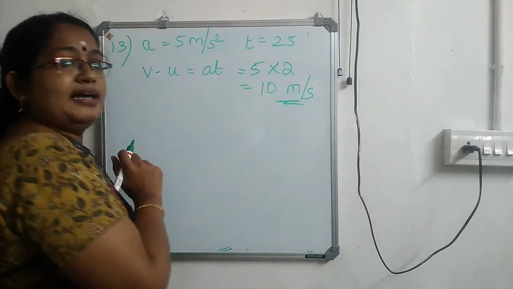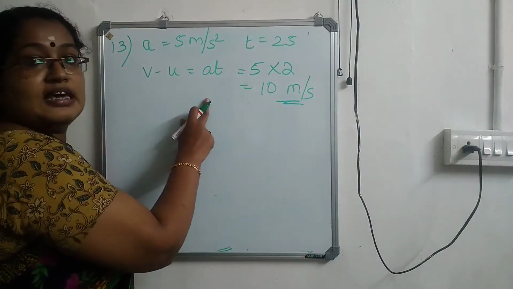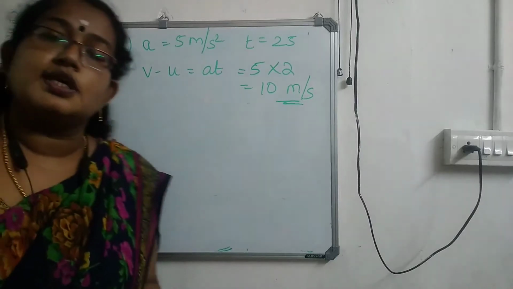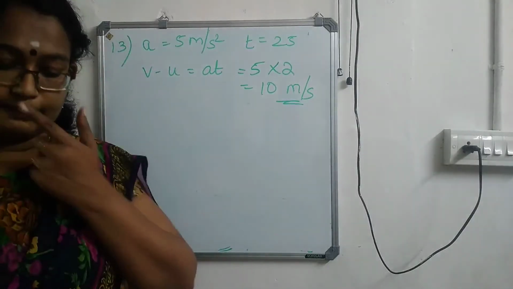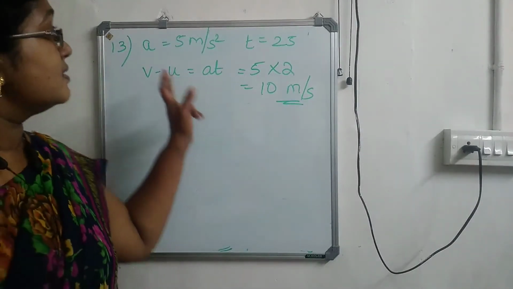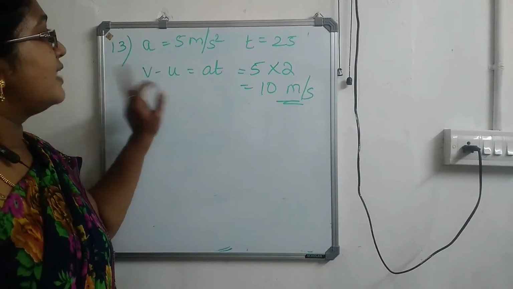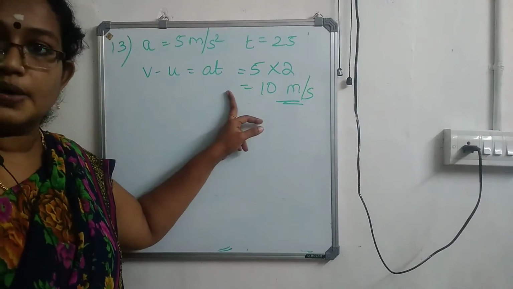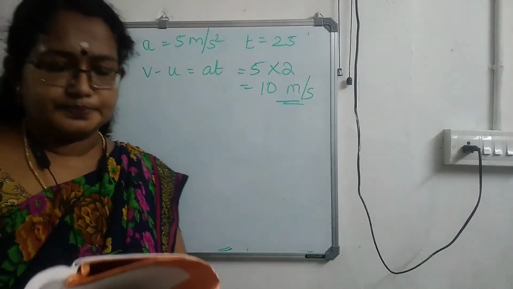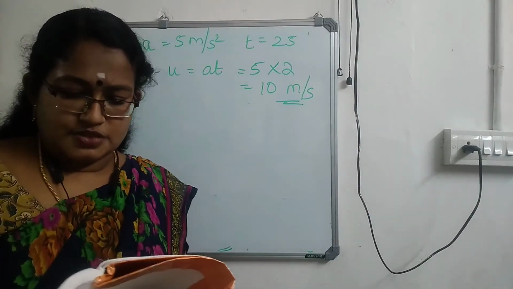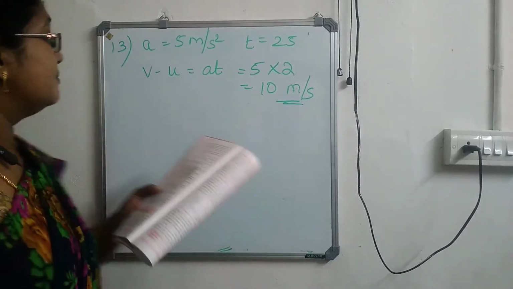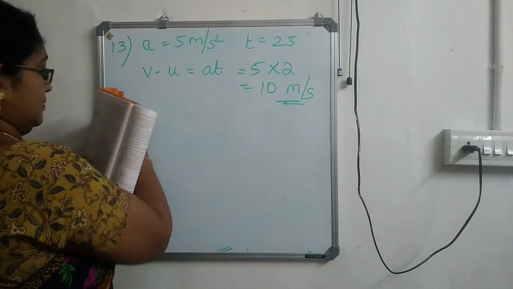meter per second. Why? Here it is velocity. If it was acceleration, we should use the unit meter per second square. Okay. So, is it clear? They are asked to calculate the change in velocity. That means v minus u is equal to at, a into t. Now, the next one. Question number 14.